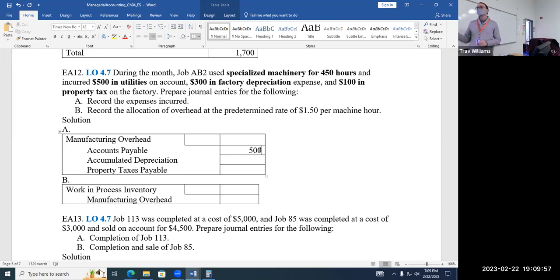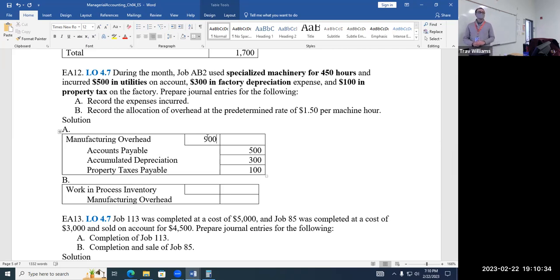You might remember in financial accounting, when you had depreciation, you would debit depreciation expense, credit accumulated depreciation. Well, here we still credit accumulated depreciation, $300 in this case, but again, the debit is going to go into manufacturing overhead. Same thing with our property taxes. Going to be credit to property taxes payable. Just going to add all three of these up, $900. Debit to manufacturing overhead.